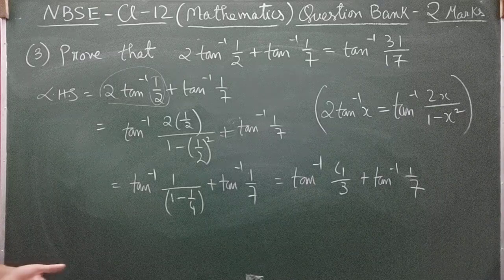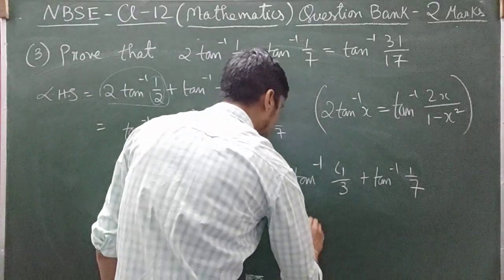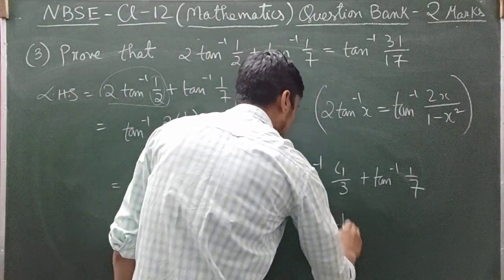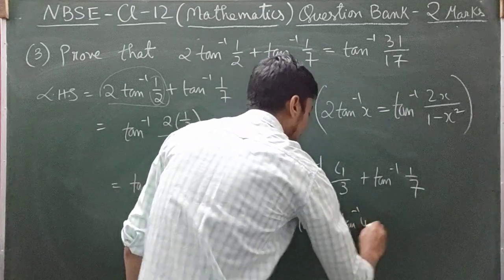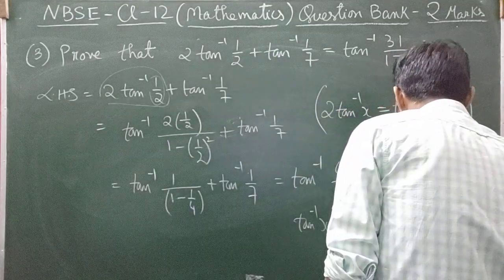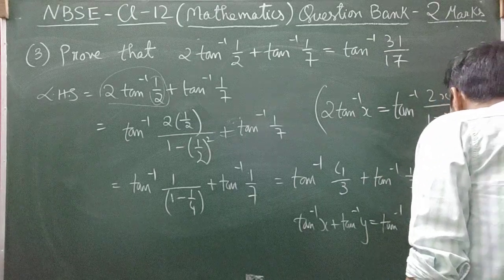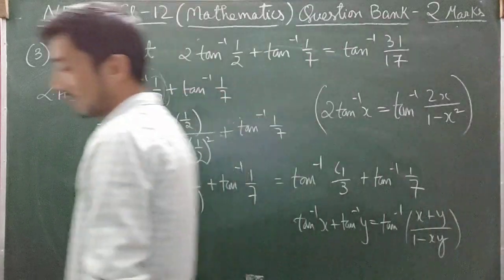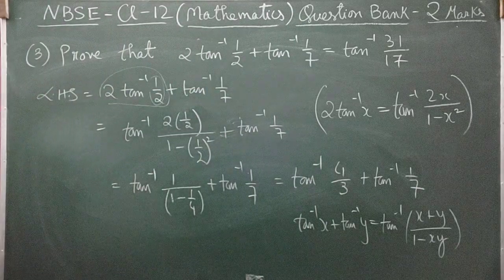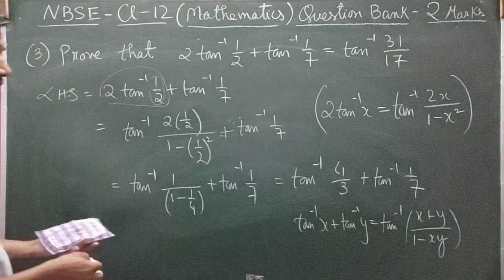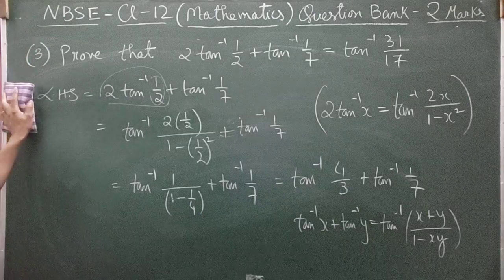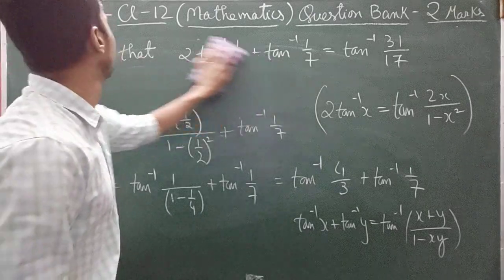Here again we will be using that particular formula. What was that? Tan inverse x plus tan inverse y was tan inverse x plus y divided by 1 minus xy. So we'll be using that particular formula there. So let's use it. Is this done? Okay, so I'll wrap it off.